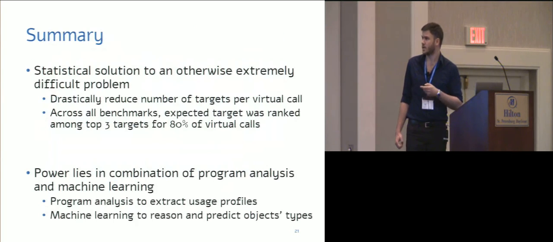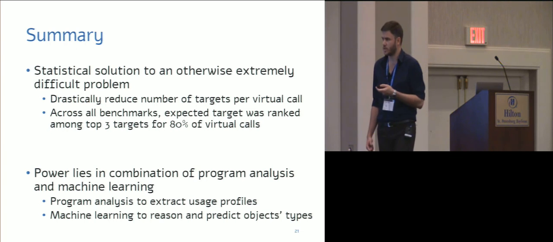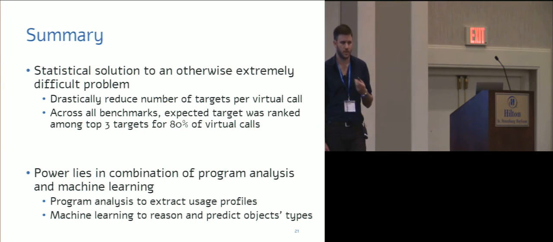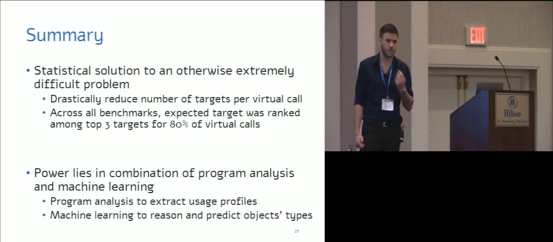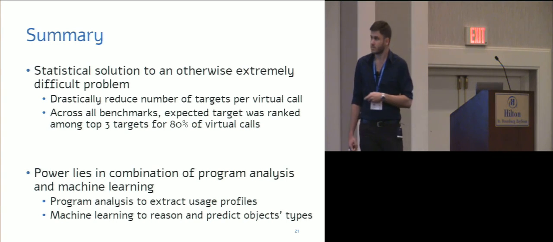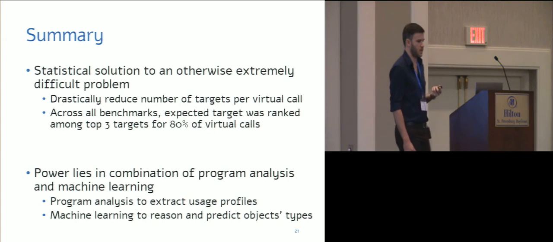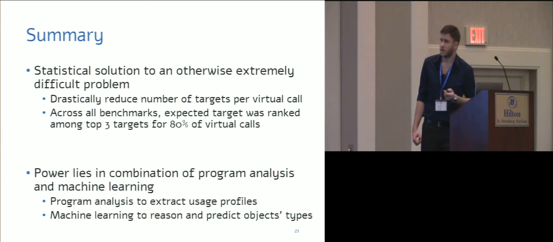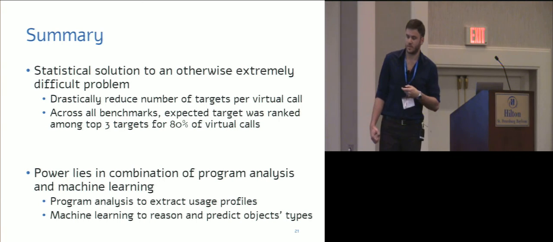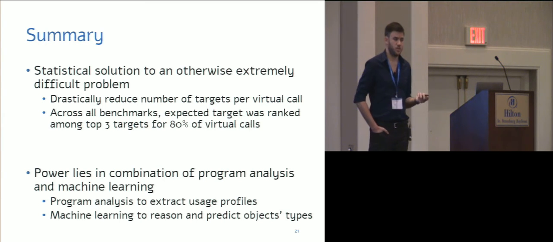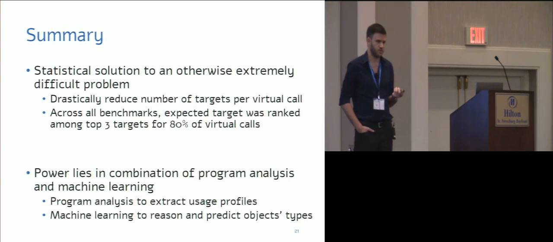I'll summarize. What we showed here is a statistical solution to a problem that would otherwise be considered extremely difficult, and it's extremely hard to give it a non-statistical solution. This solution can drastically reduce the number of targets per virtual call. Across all of our benchmarks, we found that for 80% of the virtual calls, we managed to rank the expected target at most 3, which is a very good result, especially considering that some of the benchmarks had more than 71 types.